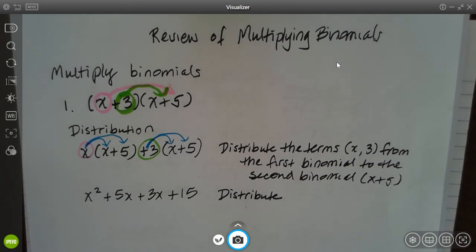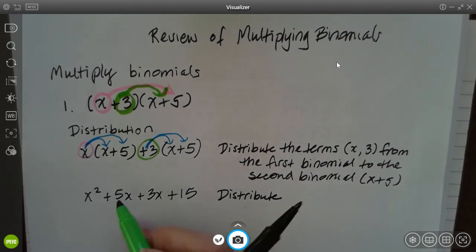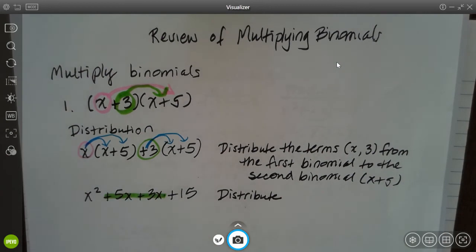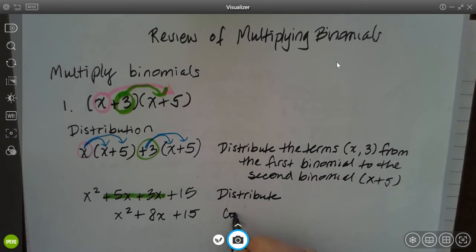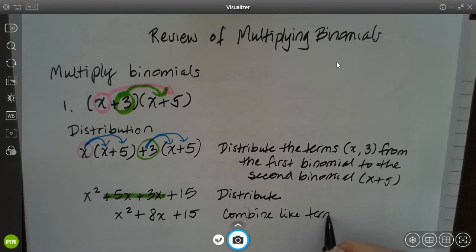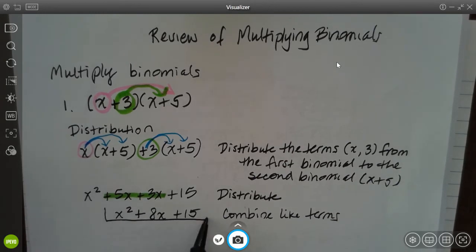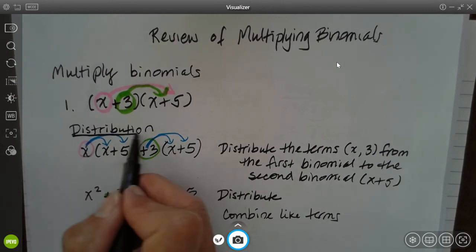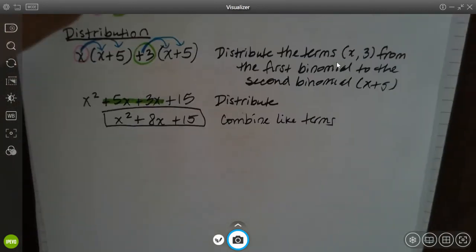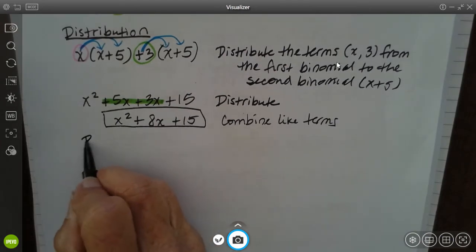Now we're not done because we've begun, but we need to simplify this. We always have to combine like terms in any kind of polynomial. So you have x squared, but 5x and 3x are both like terms. So 5 plus 3 is 8x plus 15, and that was combined like terms. So that's distribution. I'm going to do the box method also, using the same problem so you know what your answer should be.